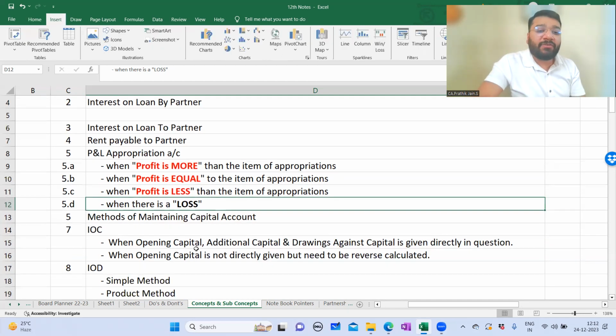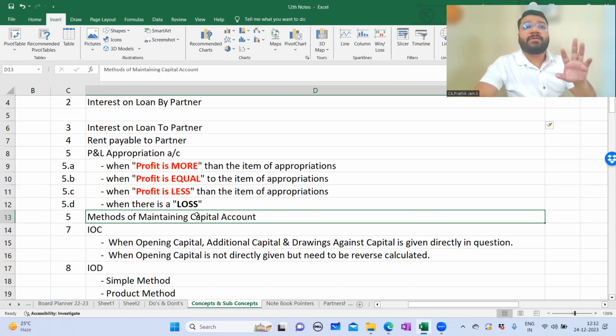Then methods of maintaining capital. There are multiple methods: fluctuating method, fixed capital method. You have the format ready. In the fixed capital method, how many accounts? In each account, what are the possible transactions that can come? In the fluctuating method, what are the probable transactions that can come? You should have a format ready.